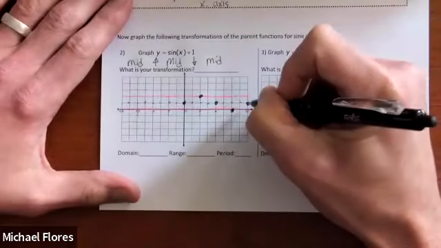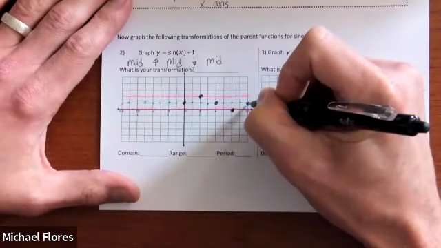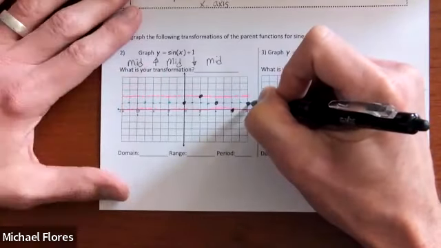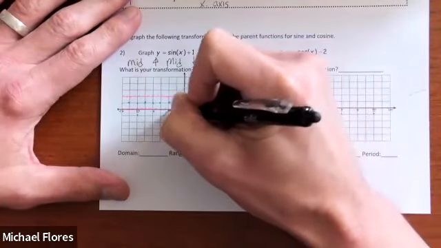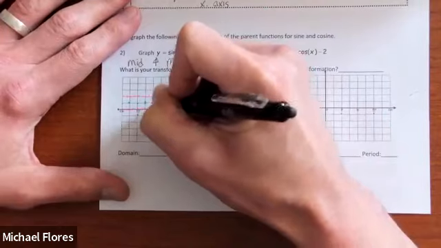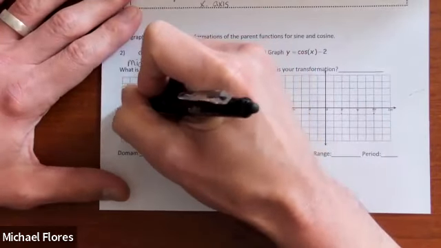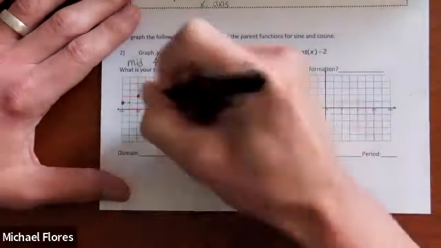So starting from the furthest right dot, let's see what the pattern is and repeat it over here in the negative portion of the graph. Middle, down, middle, up, middle, down, middle, up, middle. Connect.